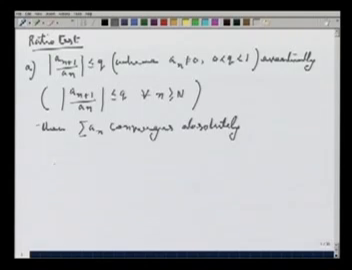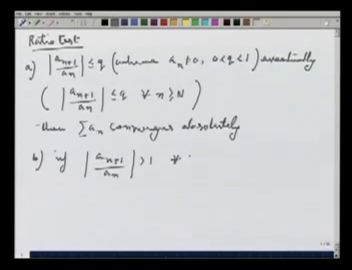Then part B is, if modulus a_(n+1) by a_n is strictly bigger than 1 for all n bigger than or equal to capital N, then summation a_n diverges.